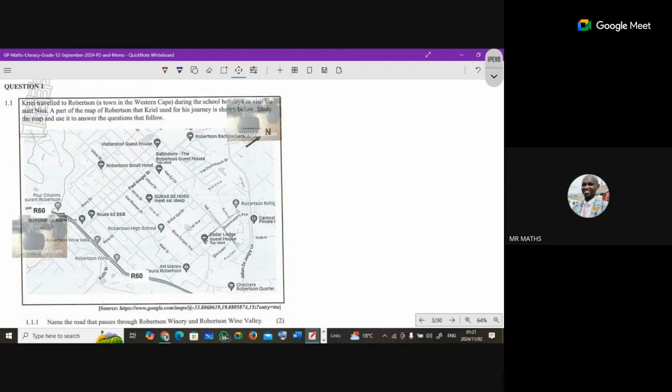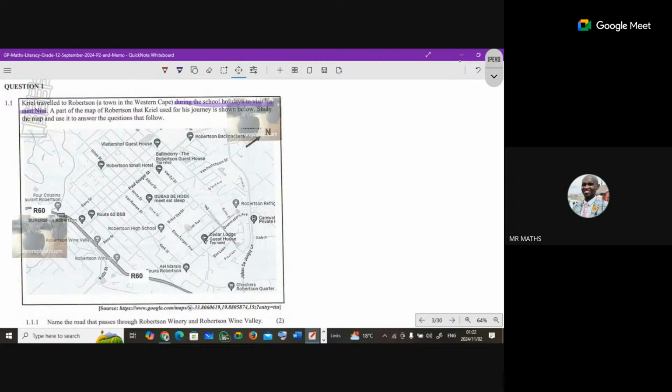Question 1.1. We are told here that Thrall traveled to Robertson, a town in the Western Cape, during the school holiday to visit her Aunt Nini. A part of the map of Robertson that Thrall used for his journey is shown below. Study the map and use it to answer the questions that follow.